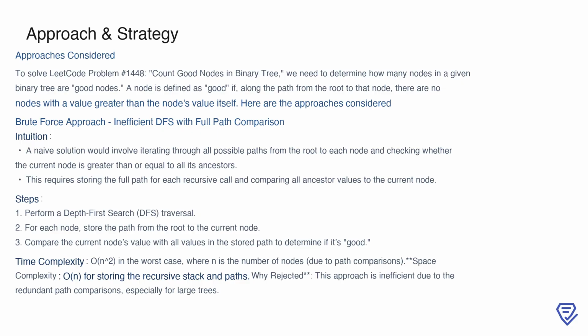While this approach is conceptually straightforward, it requires storing and repeatedly comparing the full path for every node, which quickly becomes computationally expensive. This leads to a time complexity of O(n squared), due to the repeated comparisons, and a space complexity of O(n) to store the path and recursive stack. Given its inefficiency, especially for large trees, this brute force method is not practical for this problem.